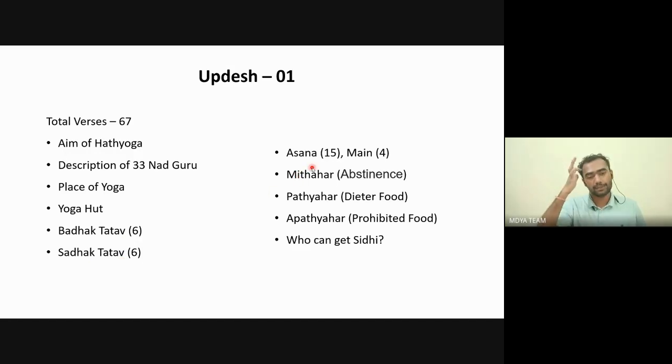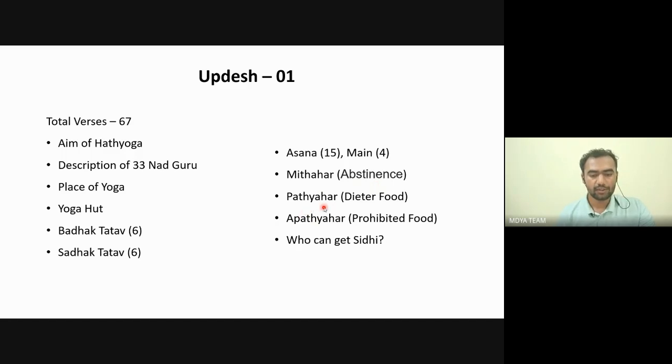And in the first Upadesh, it mentions a total of 15 types of asanas. Out of 15, 4 asanas are main, and out of those 4, Siddhasana is the main asana. After that, it mentions mitahar, moderate diet: the yogi should eat less and control his taste, etc.